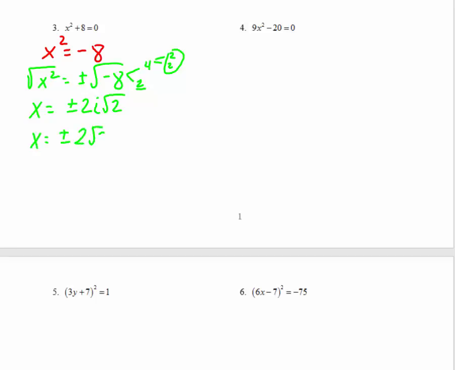Really, the i should go at the end of the radical, but don't put it underneath. I will accept it in front or at the end of the radical, just don't put it under the radical because it is a radical.